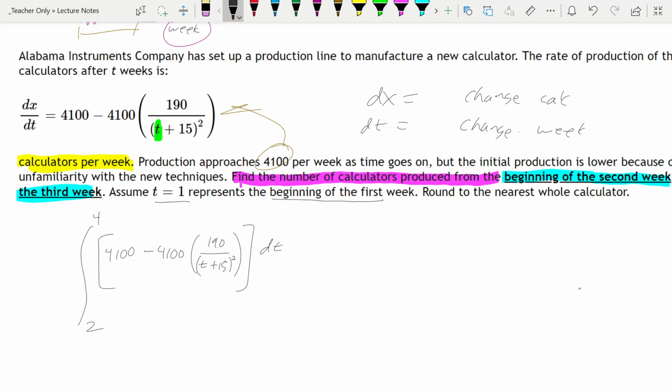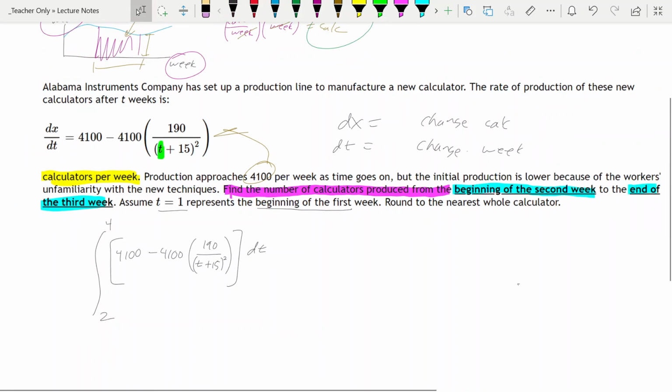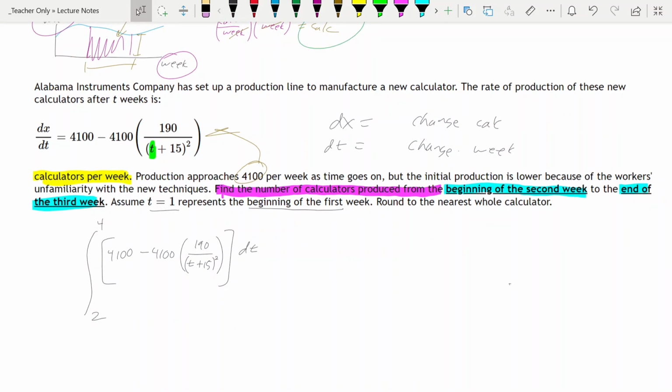Now, once we have that, we just want to keep in mind what this represents, right? Do they want to know the total number of calculators or just the number of calculators produced in this period of time?